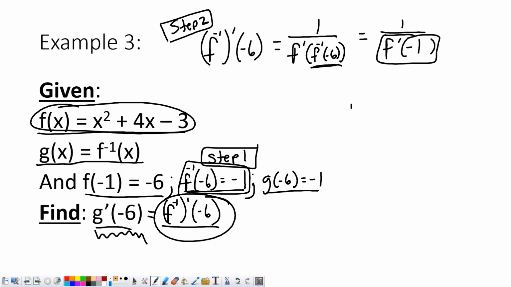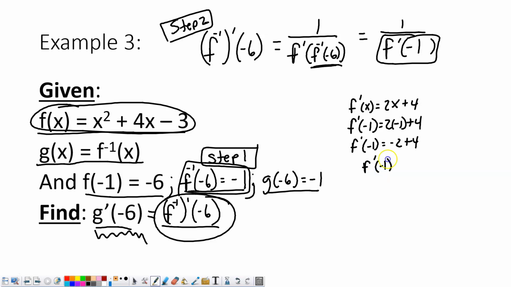So let's find the derivative of f. The derivative of f is going to be 2x plus 4. That's this thing, right? And now, since I want to find f prime of -1, I'm going to plug in -1 to the derivative. So I get 2. And so since f prime of -1 is 2, I can replace f prime of -1 with 2, and we have our answer.